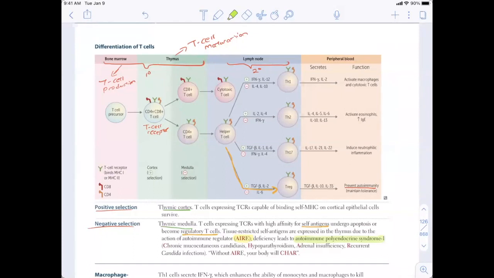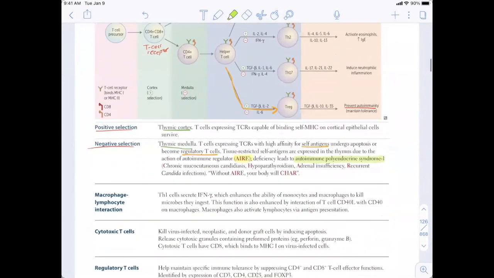So just remember, your AIRE is just your sample for the entire meal. It is just for testing in your negative selection. And if you don't have it, then negative selection fails, and now you get autoimmune syndromes. Thank you so much. No problem. All right.